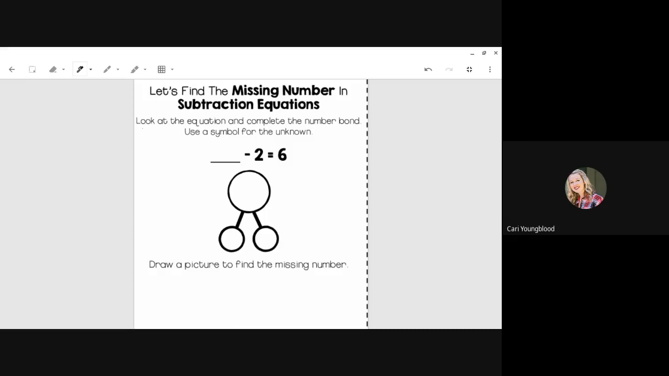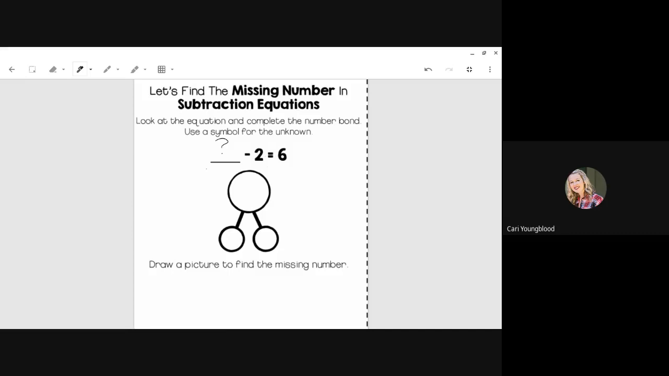Will you read this with me? Look at the equation and complete the number bond. Use a symbol for the unknown. So right here, I have a line. That means this one's unknown. My symbol is just going to be a question mark because that's easy for me to remember that it's unknown. So will you read the equation with me, please? Blank minus 2 equals 6.